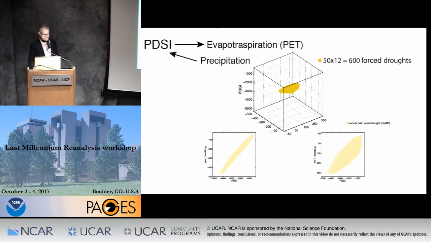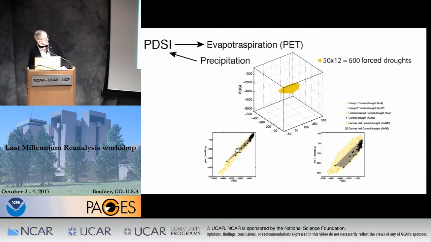We can split this out into the constituent parts. This is precipitation and PDSI. This is PDSI and PET. This is the space spanned by those 600 droughts. It's quite narrow. You can't really see it. It's really narrow because precipitation is really the dominant driver of PDSI. This one's a little bit more wide.